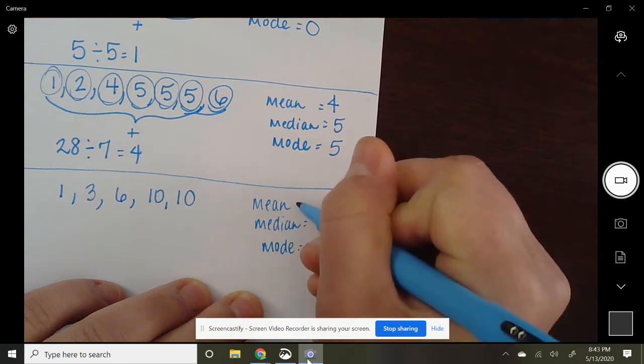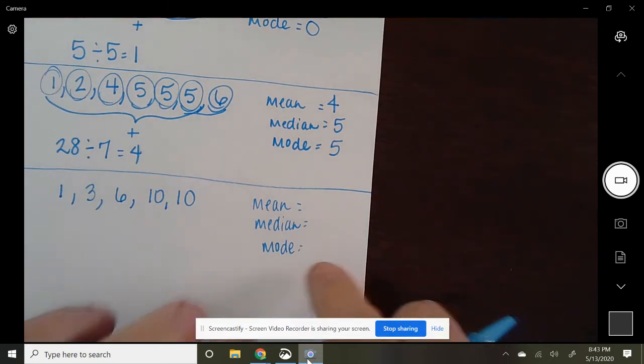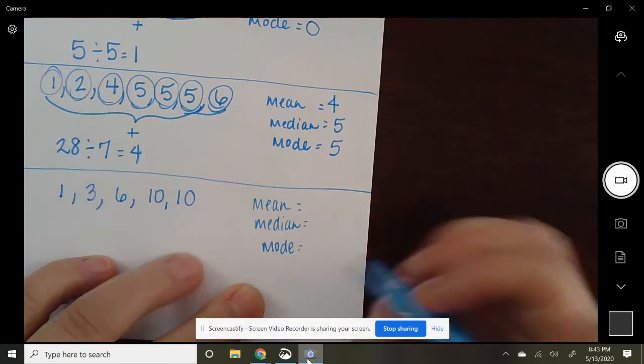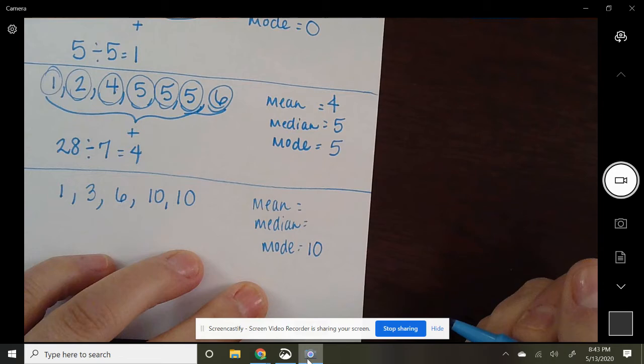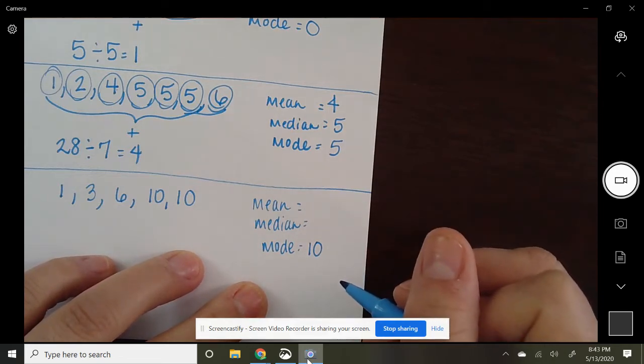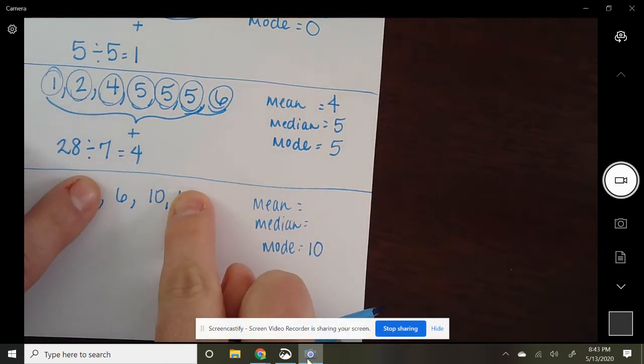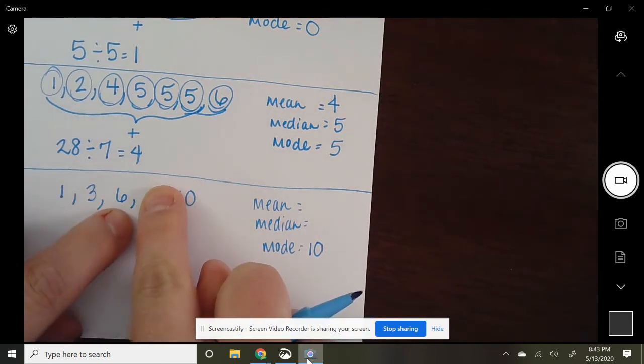Go ahead and make sure you have that correct. Again, we're going to start at the bottom and go up because we want it the easiest first. Mode is most. 10 is the most frequent digit or number. Median, middle. Take off the front, off the back, off the front, off the back. We're left with a 6.